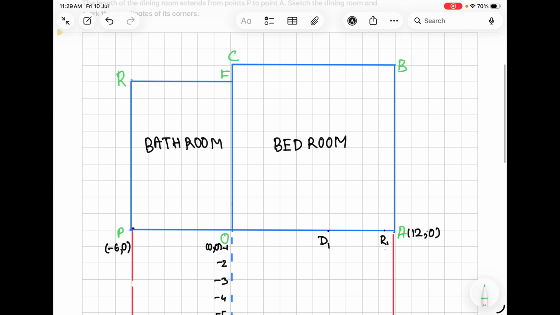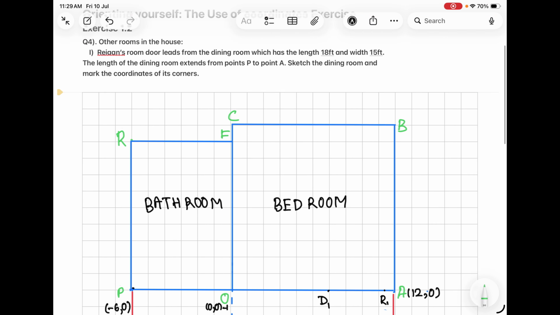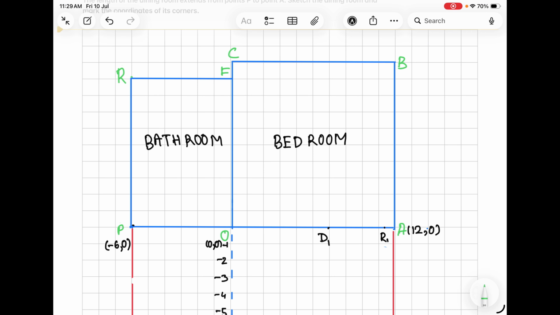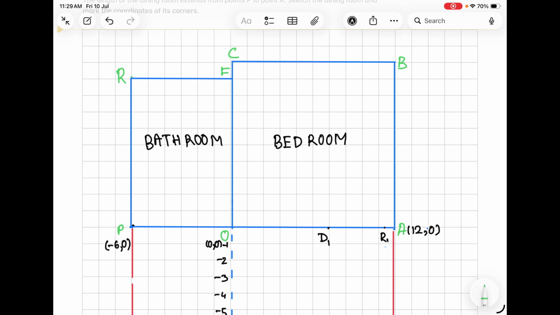Let's see Ria's room door. D1 and R1 lead from the dining room. So definitely the dining room should be below the origin. And another piece of information is given: the length of the dining room is 18 feet and the breadth is 15 feet. And the third piece of information is the dining room extends from point P to A. Here is the point P and here is the point A.